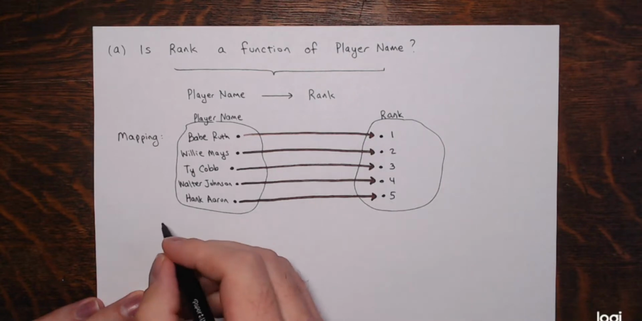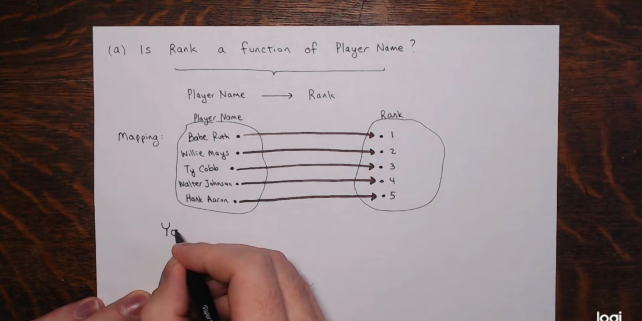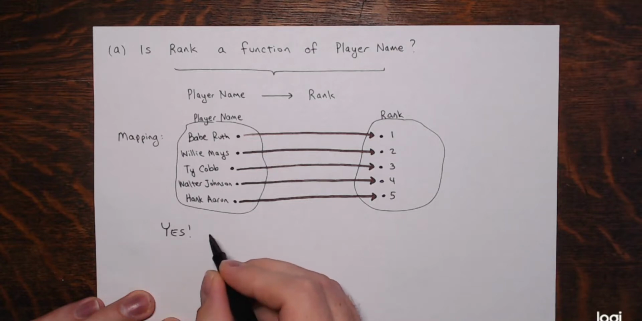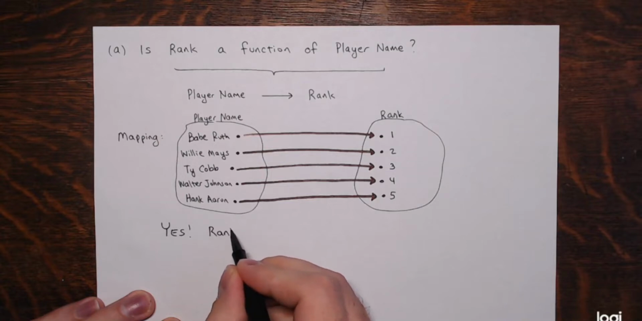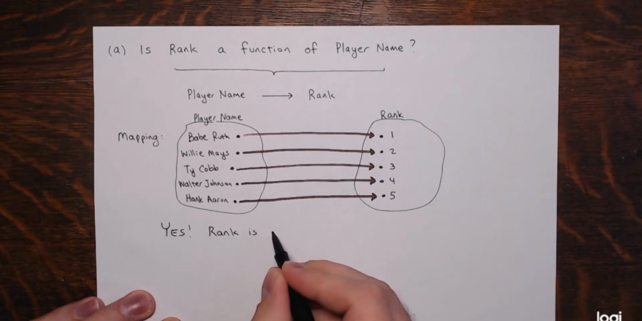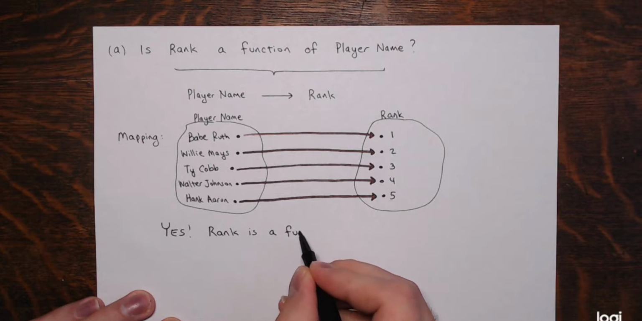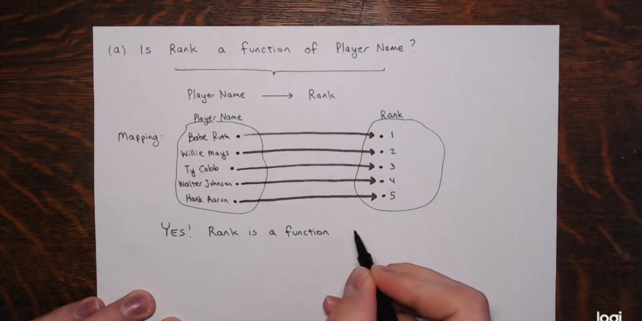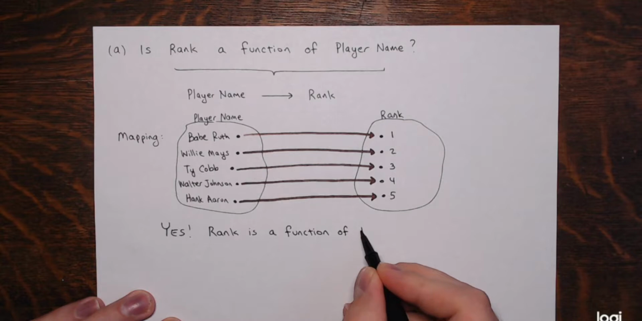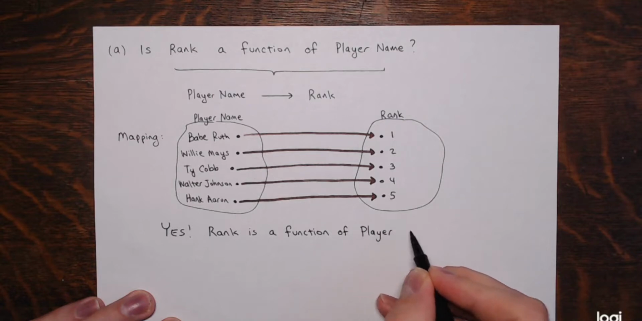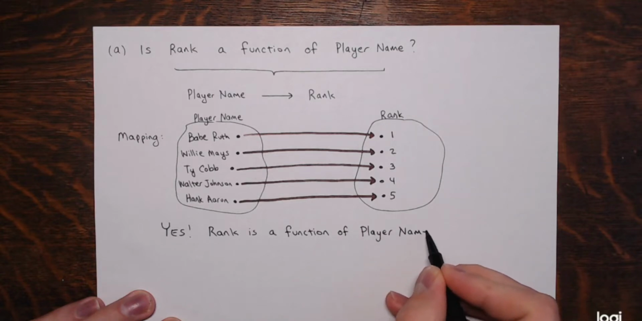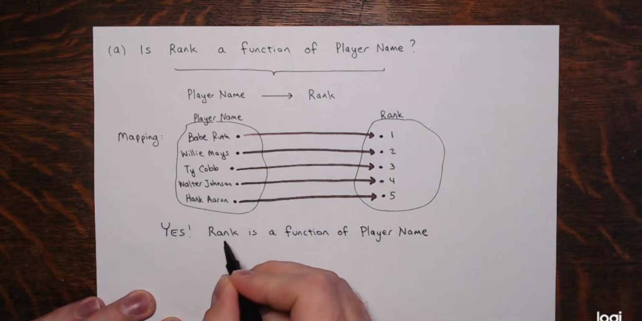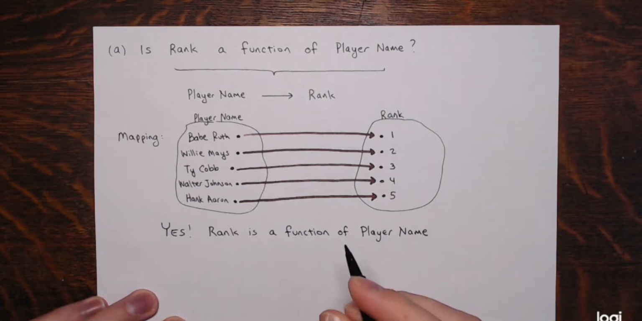So yes, rank is a function of player name. Since every player name is paired with exactly 1 rank. All right, so I hope that's clear.